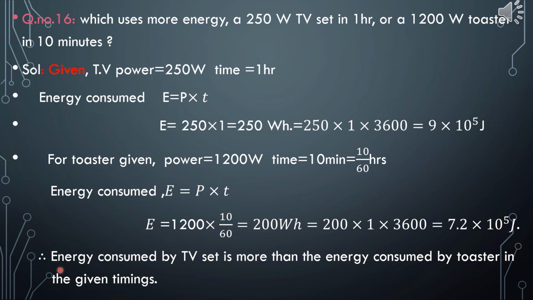Now compare the value of both. For TV we got 9 into 10 to the power 5 joules. For toaster we got 7.2 into 10 to the power 5 joules. So we can conclude that the TV set is utilizing more energy, or consuming more energy, compared to the toaster.